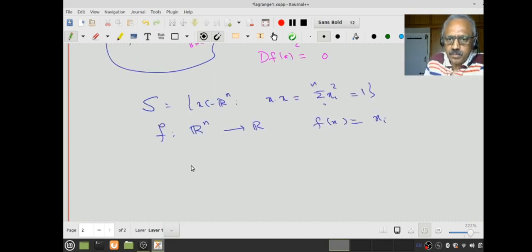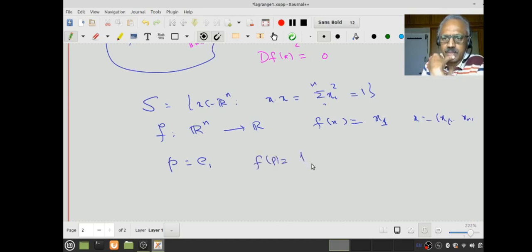Now you can see the point P equal to, let us say, e1, the first coordinate, x equal to x1 to xn. That's the first coordinate, right? Then at that point, what is f of P? That is 1, right? And for every x in S, notice that S itself is open in S, right? Therefore, I can take a ball of huge radius B, and B intersect with this will be S itself, right? And for every x, what do I have? f of x equal to x1, right?